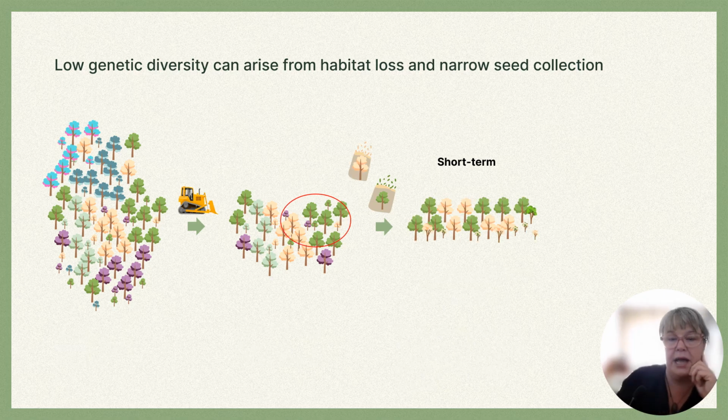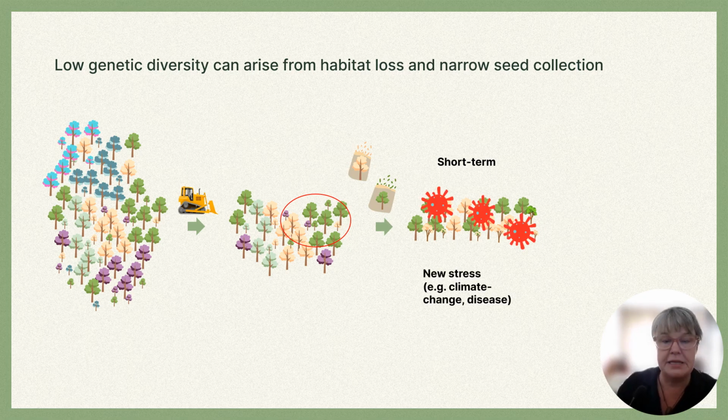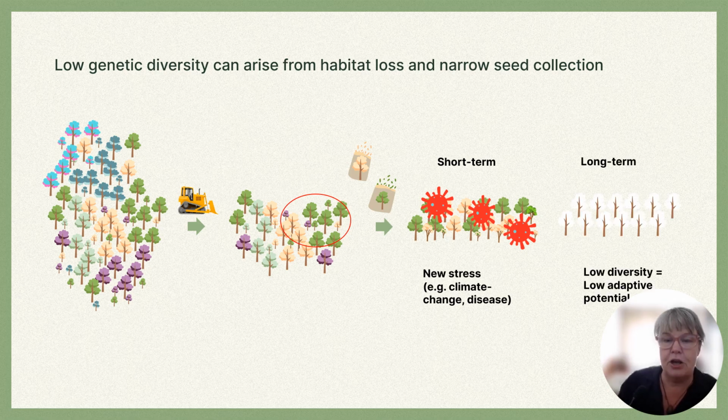Now, say we come along and we slightly increase the number of individuals that we collect seed from. In the short term, you may actually think that your restoration planting has been successful because you can see natural recruitment. But then say a new stress comes along, such as climate change or a new disease, and just by chance alone, the population may not have the genetic makeup that enables it to adapt to that change. Low genetic diversity, low adaptive potential.